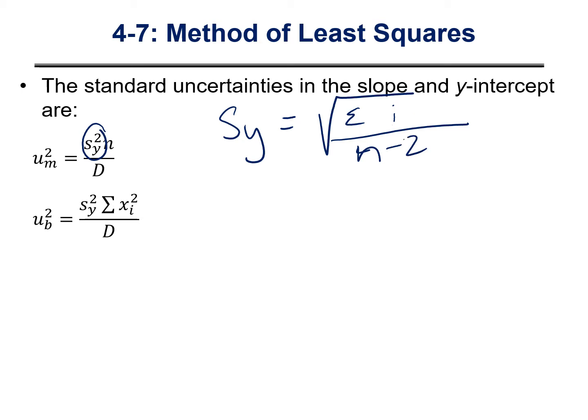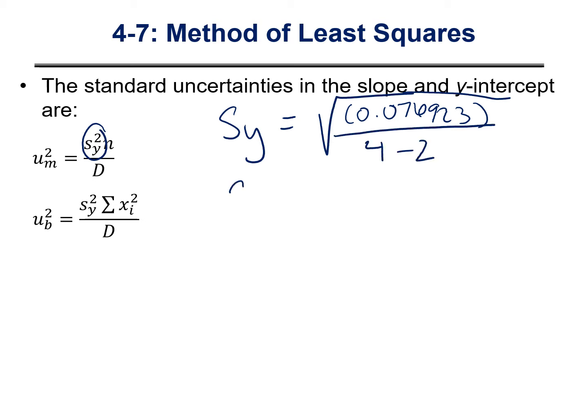So if I rewrite this with our numbers, that would be 0.076923. And remember that this is not then squared again, because this was that sum of di squared. So don't get confused and re-square this. I made that same mistake, so learn from my mistakes. So sy is equal to 0.19611.